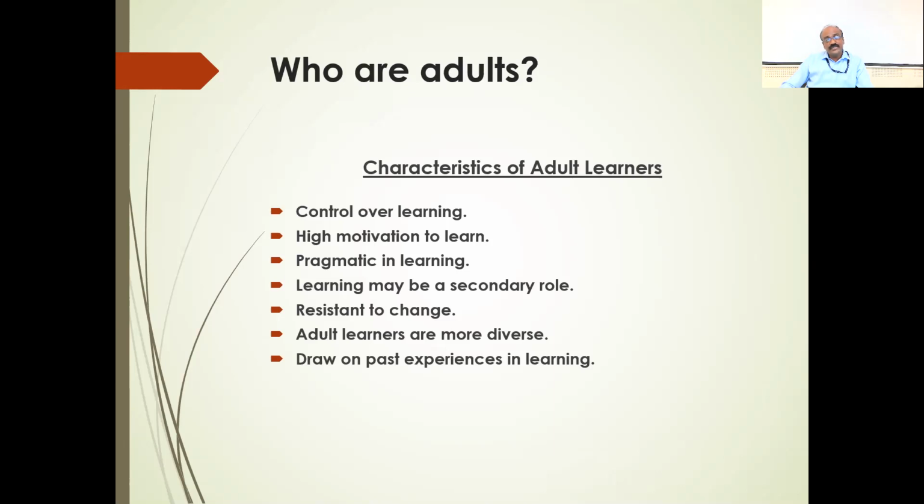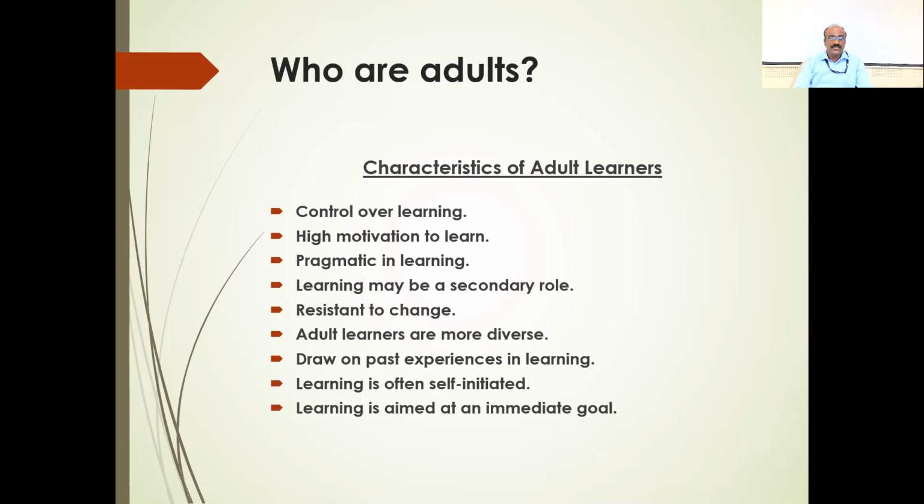Learning often self-initiated. That is the next characteristic of adult learning. Adults often recognize a need and will initiate learning on their own without stimulus from outside sources. And the last characteristic is learning is aimed at an immediate goal. Adults often engage in learning to solve a problem or to achieve a solution. They are often not interested in the broad picture, but instead, what specific information from training that they can apply immediately in the workplace.